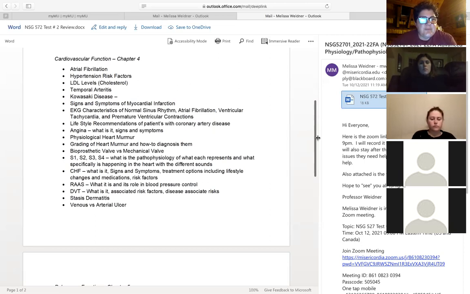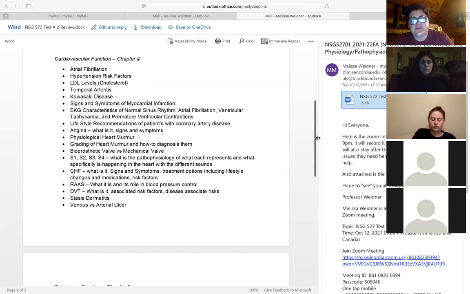You want to be able to distinguish between a bioprosthetic valve and a mechanical valve. The bioprosthetic valve is basically an artificial valve from either a cow or a pig, something like that. They have a shorter life expectancy, but the mechanical valve has a longer life expectancy, and mechanical valves are the metal valves, but you need to be anticoagulated with them.